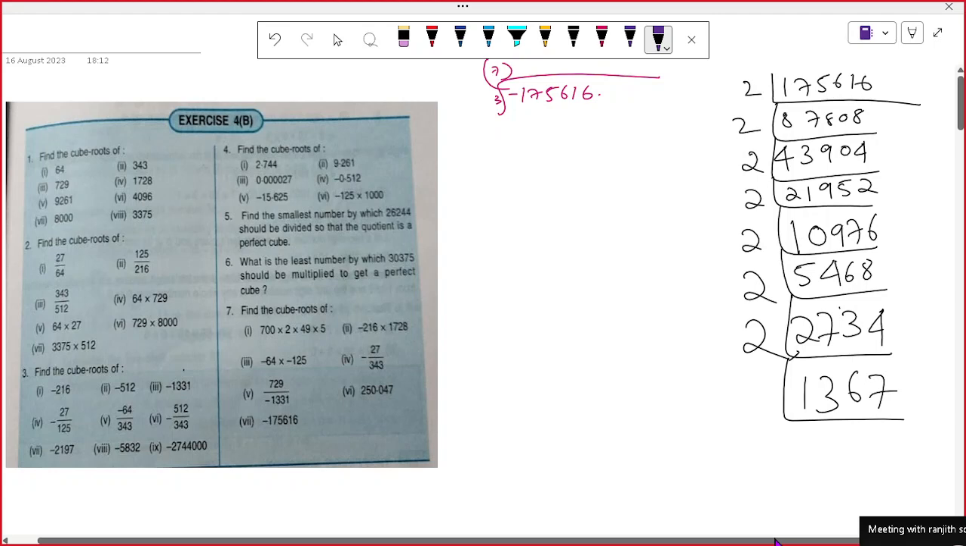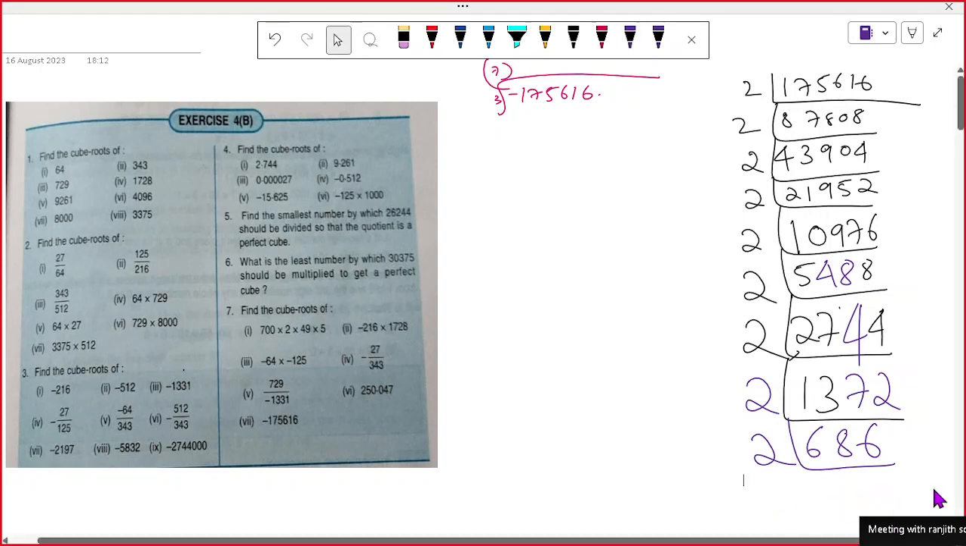Oh, actually, the value I've written is wrong, sir. You have written 5,468, so it's 5,488. Two fives are 10. Two fours are 8. Two eights are 16. Yes, sir. 5,488. Then what do we get? 2,744, sir. Okay, then 1,372. And then, sir, 686. 686. Then 343.